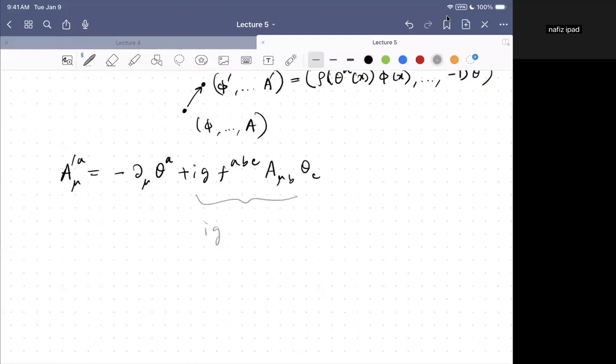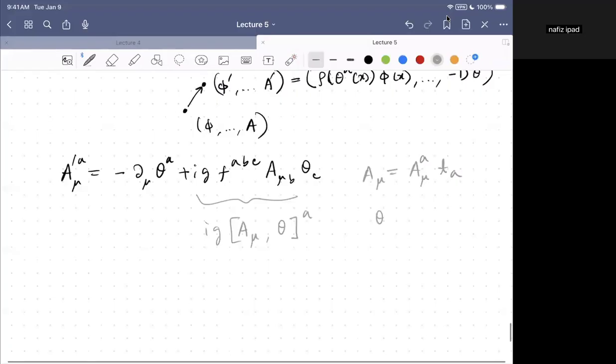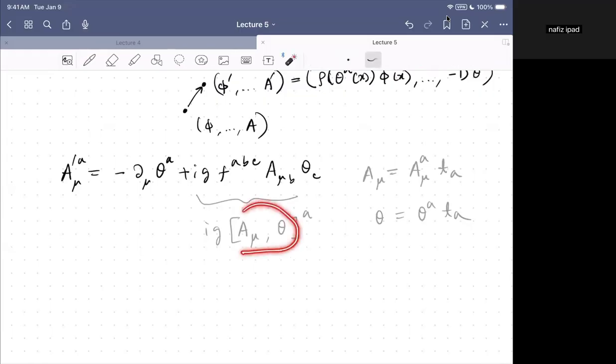this part is nothing but IG A mu acting on theta, and the eighth component of this thing. Just as a reminder, when I write A mu, that means it's an element of the Lie algebra, the components accompanied by basis vectors of the Lie algebra. Similarly theta is an element of the Lie algebra. So there's a Lie bracket. After you take the Lie bracket, you have another element of the Lie algebra, and this is the component of that element. Okay.